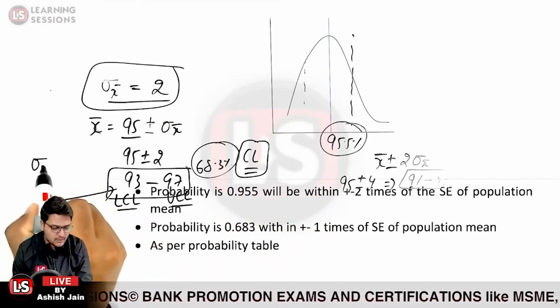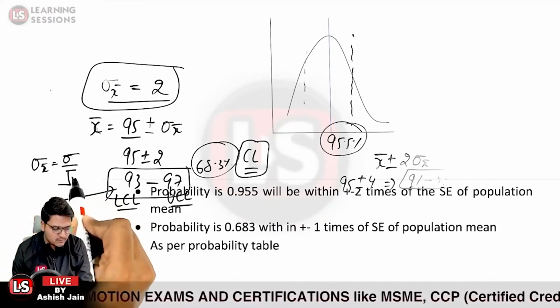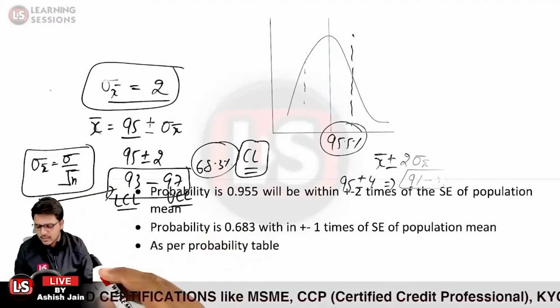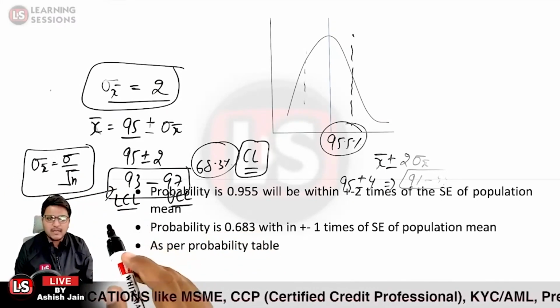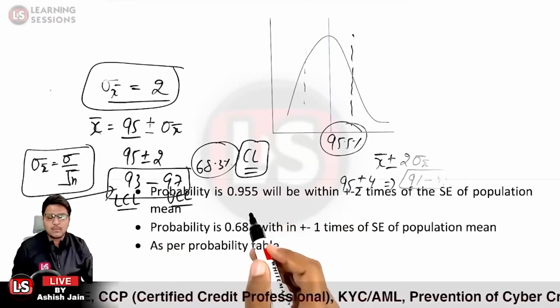The standard error can be calculated as sigma x bar is equal to sigma divided by the square root of n. This particular information we have already understood in the previous lecture itself, that is already conveyed by me to you.